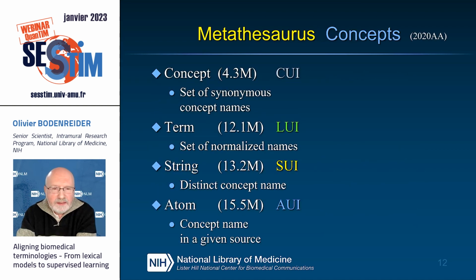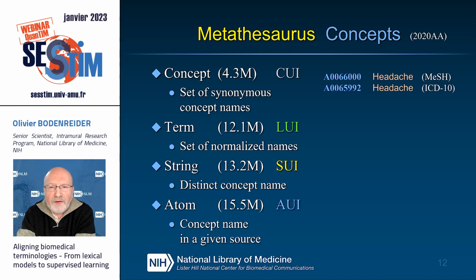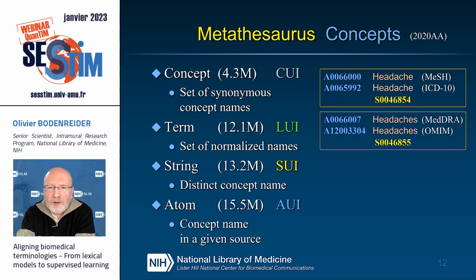To look at this under a microscope, so to speak, we can see that some vocabularies provide exactly the same term, the same string, in which case these strings will still have two distinct atom numbers because they come from different sources, so it's recorded this way. And they are grouped together under the same string identifier, because they are the same string, headache and headache in this case.